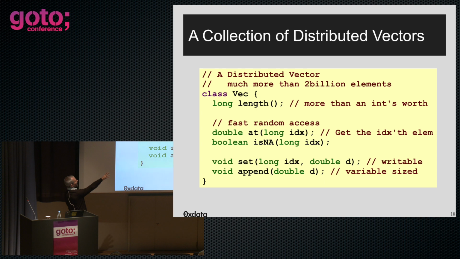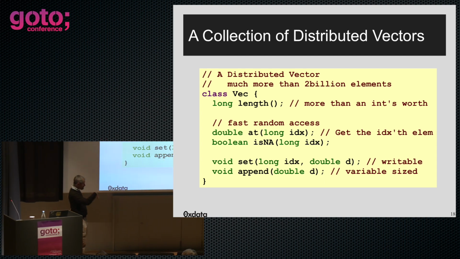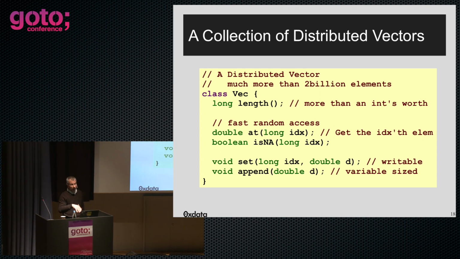There's a notion of the missing value. That's an NA. It's very key to the machine learning math algorithms to have a notion of missing. Your algorithms do something different on that. And you can write or append, so you can muck with the size of the data sets or change them in place. It's all fine.